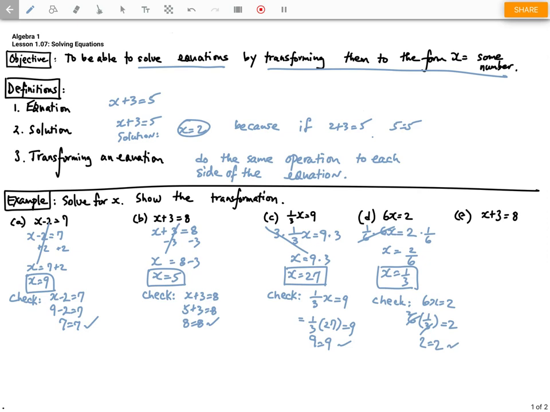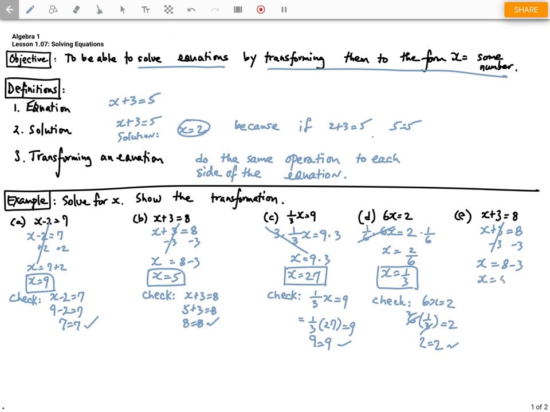And the final example, E. x plus 3 equals 8. So let's write the equation. x plus 3 equals 8. Let's transform the equation. So let's isolate the x. So we need to subtract 3 from both sides. So that becomes x, and then 3 and negative 3 cancel each other out, equals 8 minus 3.